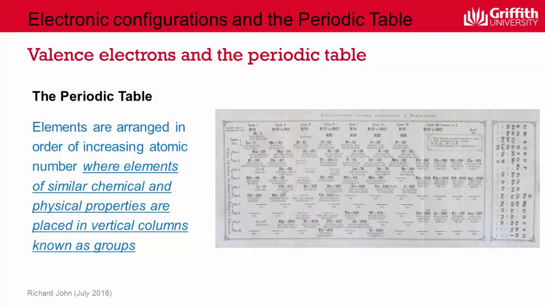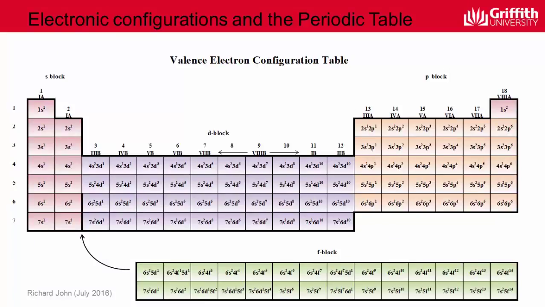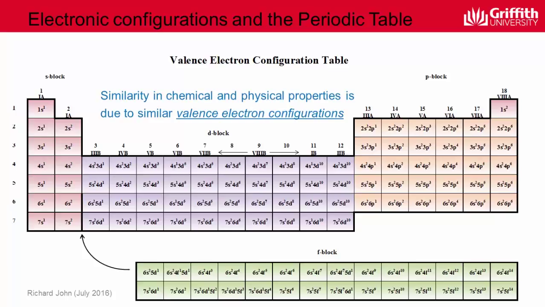Now, originally the periodic table was structured such that elements with the same chemical and physical properties were placed in vertical columns known as groups. But what we can now see is that the modern version of the periodic table is arranged such that outer shell valence electron configurations are arranged in vertical columns, and the similarity in chemical and physical properties is actually the result of having similar valence shell electron configuration.